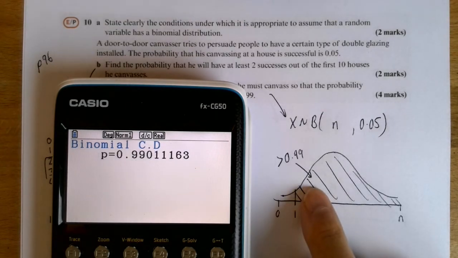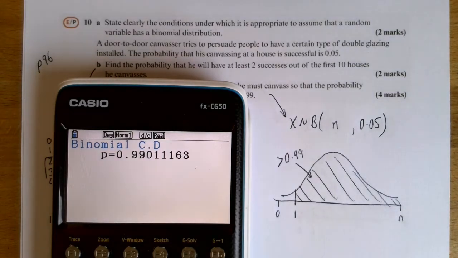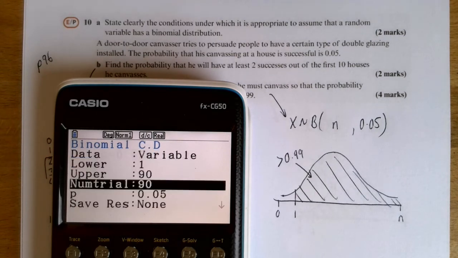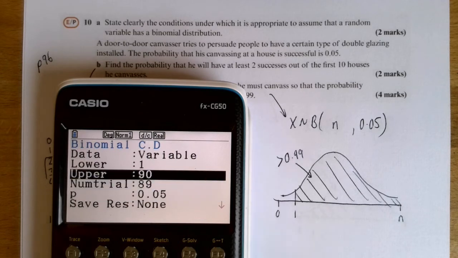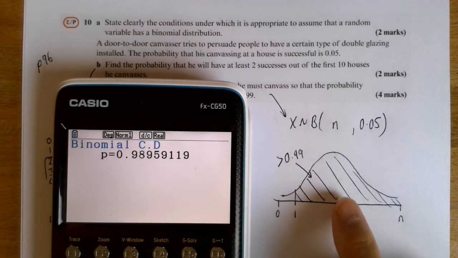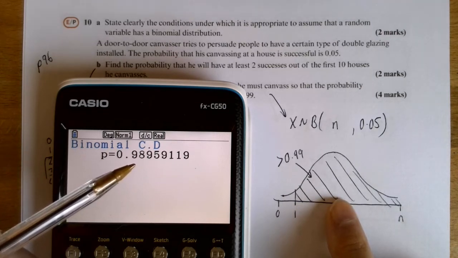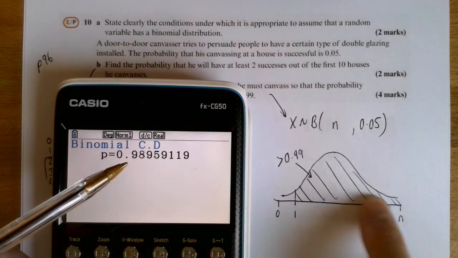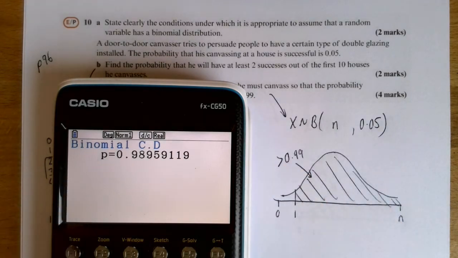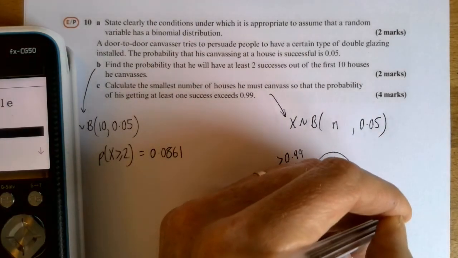Right, bigger than 0.99, so that could be 90. We want the smallest possible value though, so let's go down. Okay, I'm going to go down to 89 this time. So if I have 89 doors and work out the probability of 1 to 89, that's dropped below 0.99. So if I want this probability to be greater than 0.99, I need to have 90 as my n.